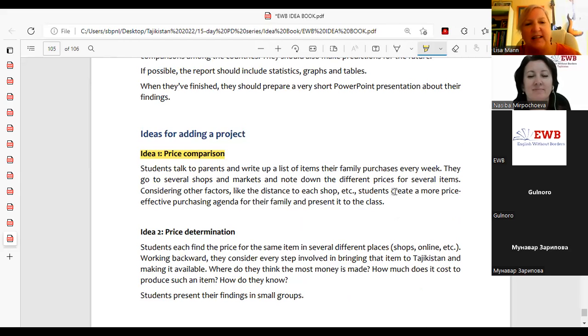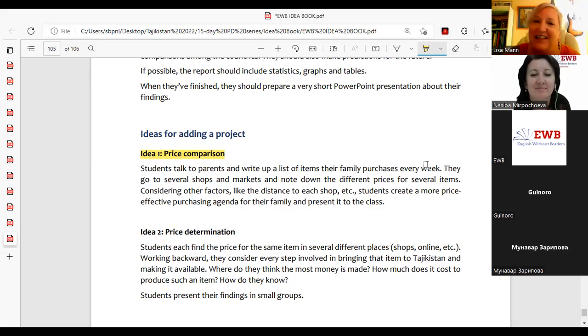In this project, they talk to their parents and make a list of the things that their family buys every week. Then they go around and check out different prices for different things. They consider other factors like the distance to each shop. They create a more price-effective shopping list for their family and present it to the class. So again, taking this very dry text that's quite difficult, and making a really creative way to bring it back home, to connect it to the students' lives, to their world, to their context.